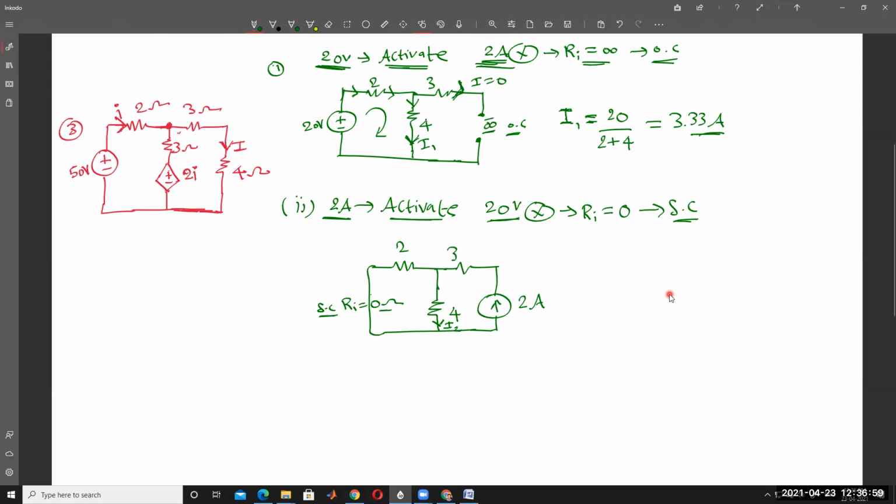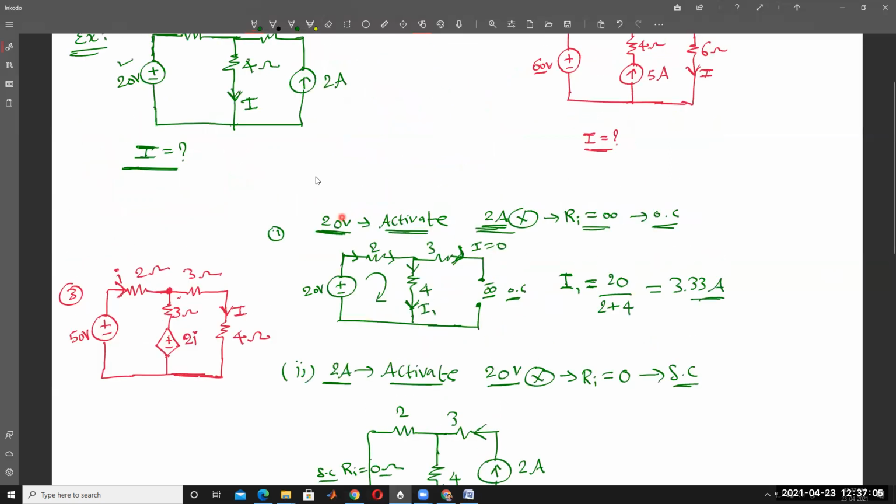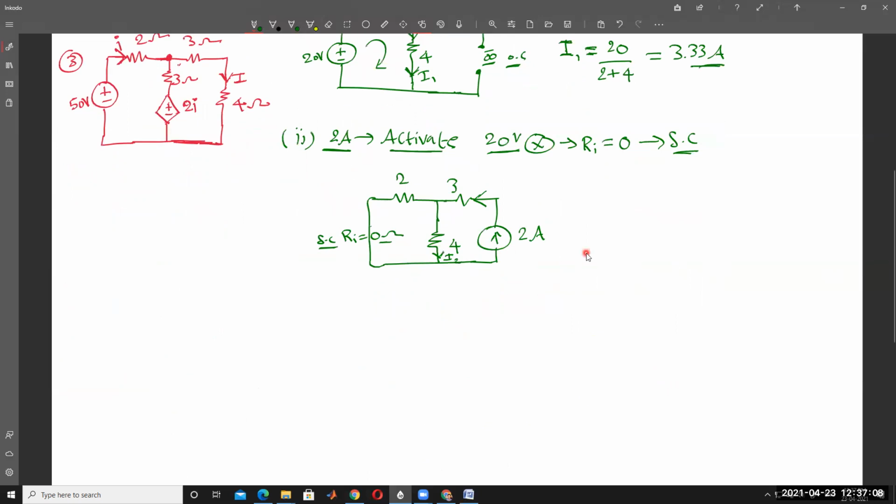And then what is the current here? 2 amps. Current enters from the 2 amps current source and divides in this manner. It is not dividing into the 3 ohm resistor. So what is the current here? 2 amps. And here? 2 amps. In series, current is not dividing.